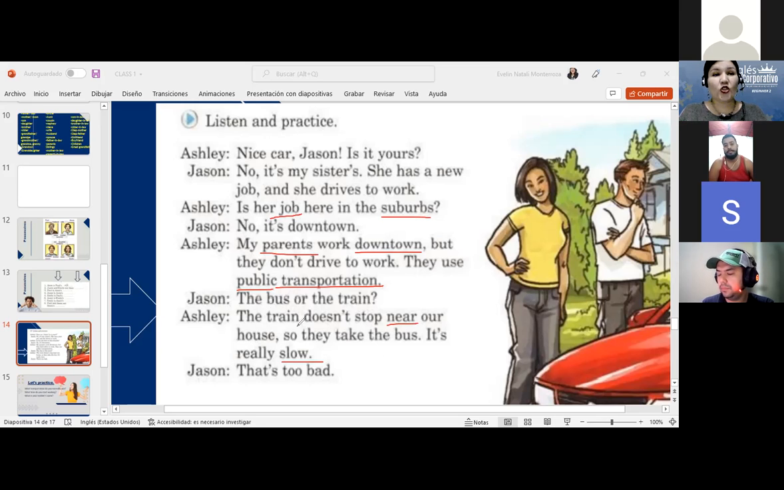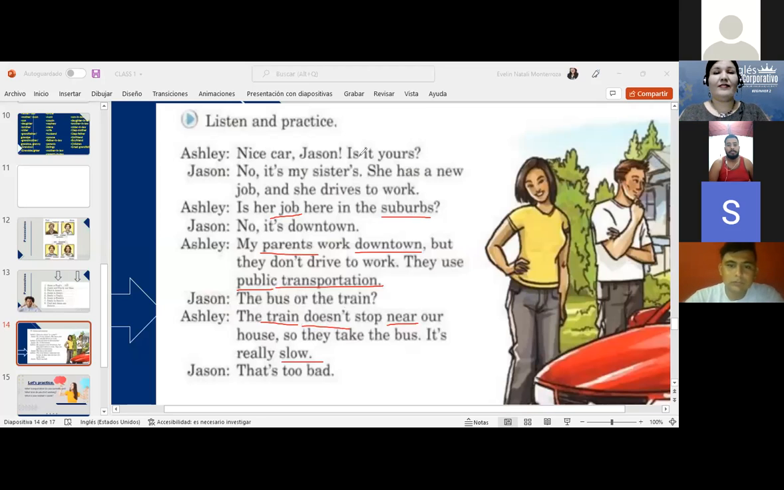Train. Dozen. No, dozen, no. Doesn't. So you have to make doesn't. The train doesn't stop near our house. Our house. Right? Okay. So we go here.